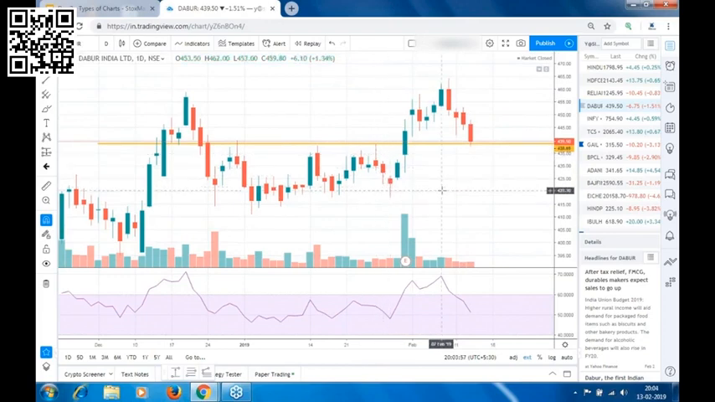Yes, these candlestick patterns work in all time frames. You can check these in your weekly time frame, and if you're doing intraday, then you can check these candlestick patterns in your 15 minutes time frame as well.